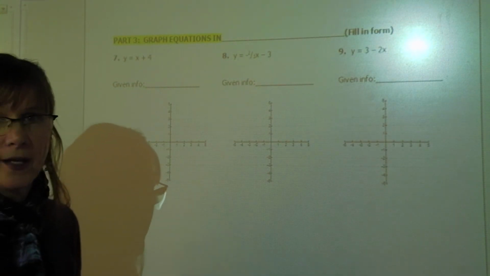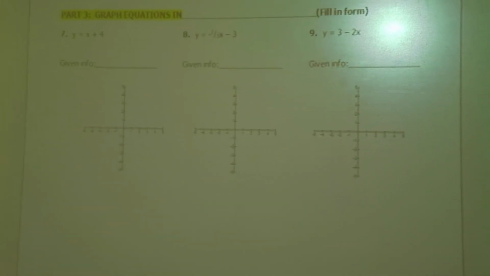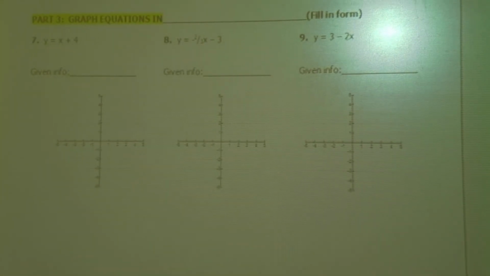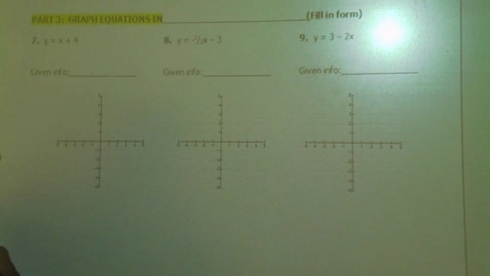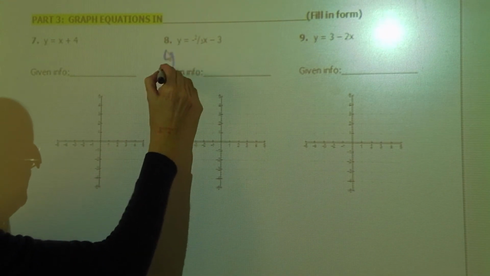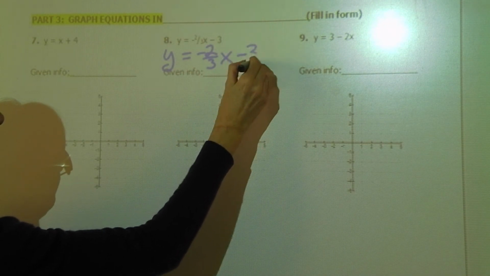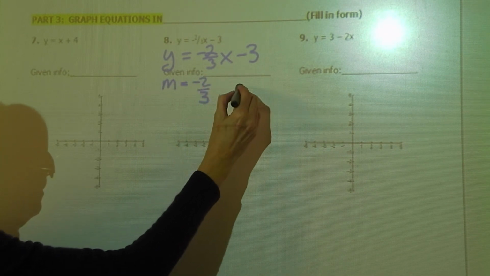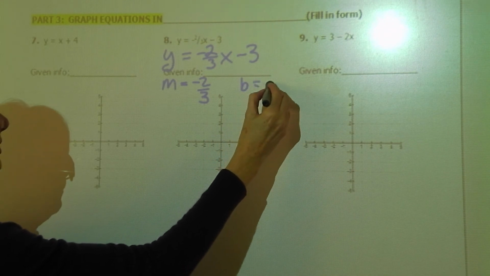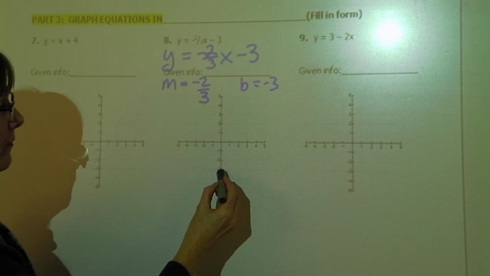So let's try one more like that. We're going to look at this middle problem. This time, notice we don't have a whole number, we have a fraction here. The equation, if you can't see it, is y equals negative 2/3 x minus 3. This means our slope is negative 2/3 and our y-intercept, or our b value, is negative 3. So we're going to start on our y-axis again at negative 3.